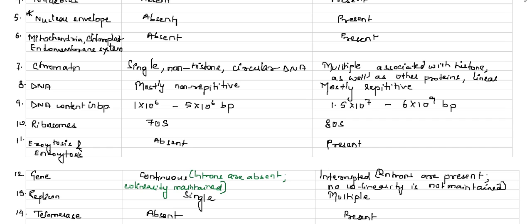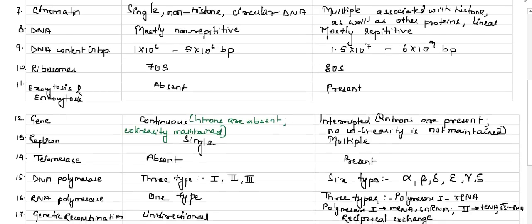Next is gene. These genes are continuous, that is, introns are absent. Okay, only the coding sequences are present in prokaryotes. In case of eukaryotes, the genes are interrupted. Several introns are present in between the exons. The collinearity is not maintained in case of eukaryotes. Next is replicon is single. In case of prokaryotes, replicon is the origin of replication. In eukaryotes, it is multiple. Telomerase is absent in prokaryotes, but it is present in eukaryotes.